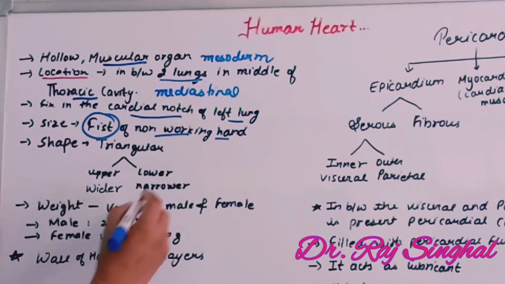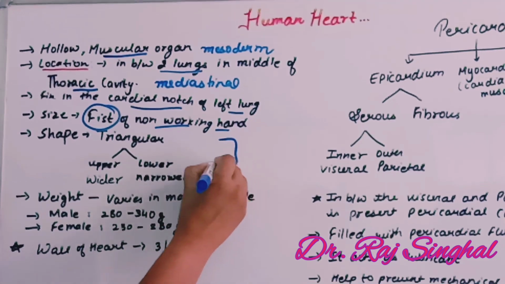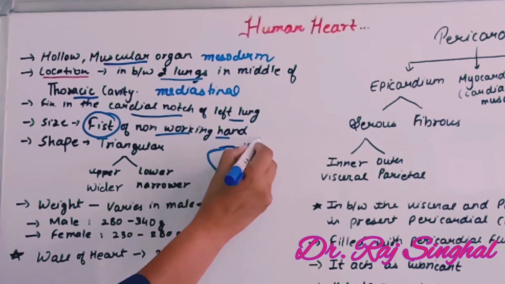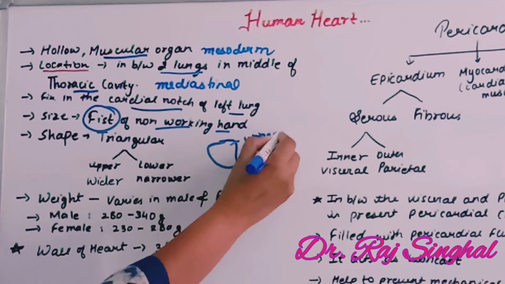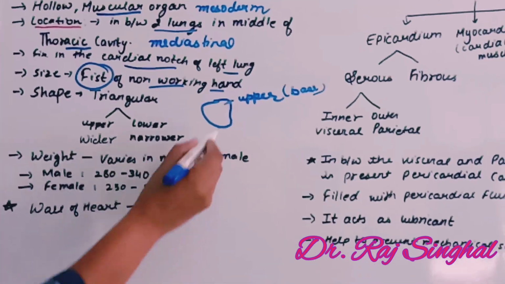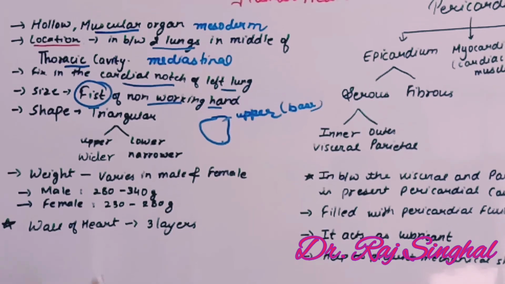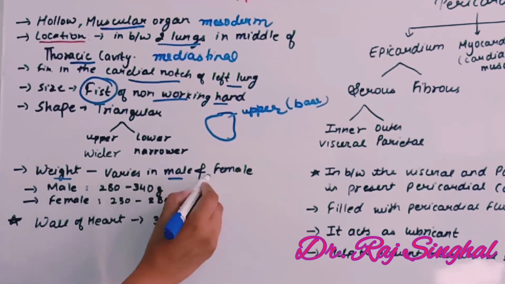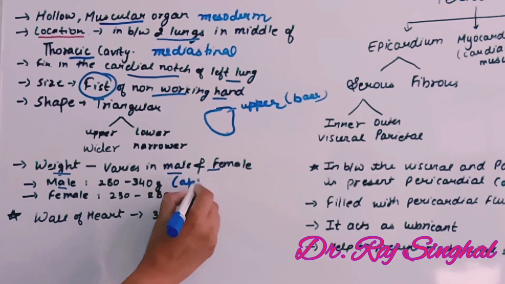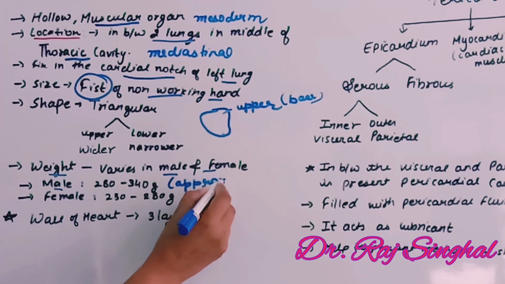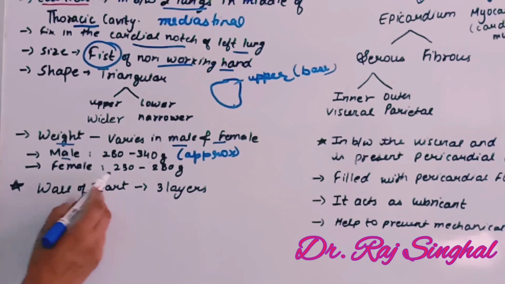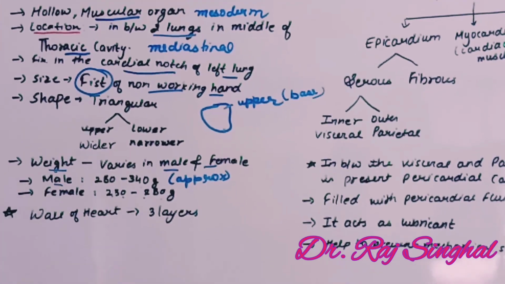It is somewhat triangular in shape with an upper wider end which forms the base and a lower narrower end. Its weight varies in male and female. In male, it is approximately 280 to 340 grams, whereas in female, it is 230 to 280 grams.